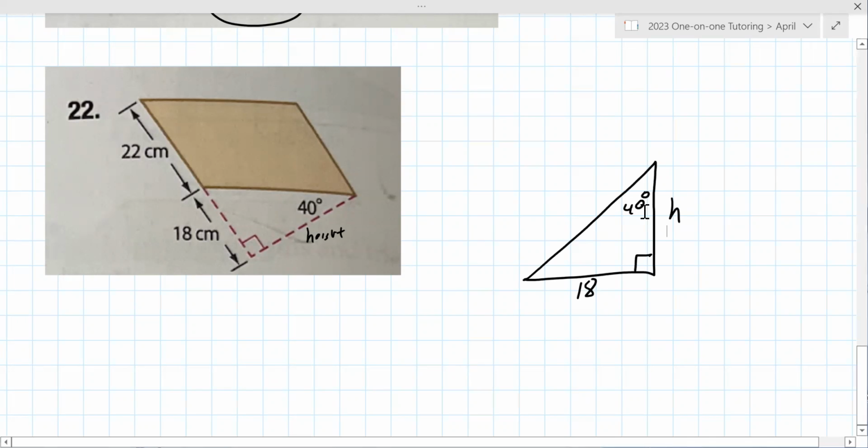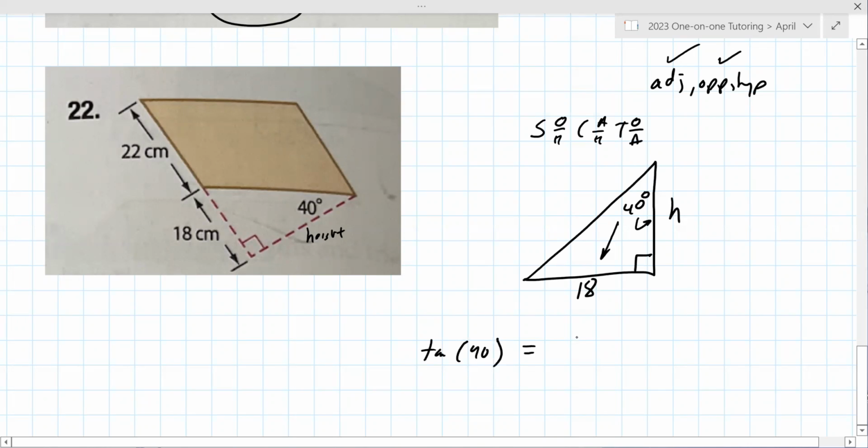Okay, so relative to this angle, what is 18 and what is h? Your answers are adjacent, opposite, or hypotenuse. Can you remember? Can you tell me which one 18 is? To h, it's going to be opposite and adjacent. Good. And do you remember now if that is sine, cosine, or tangent? It is tangent. So the tangent of 40 degrees equals 18 over h.